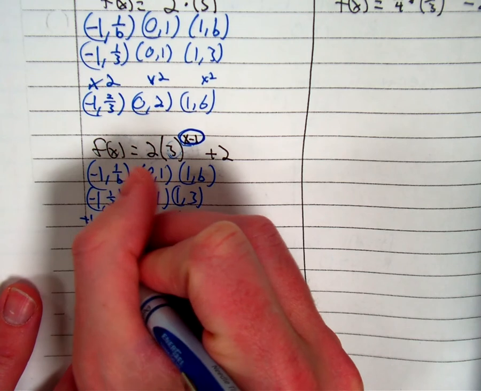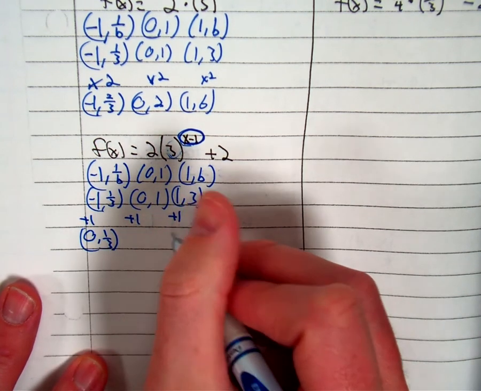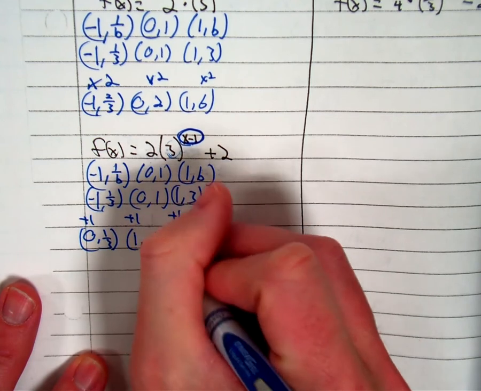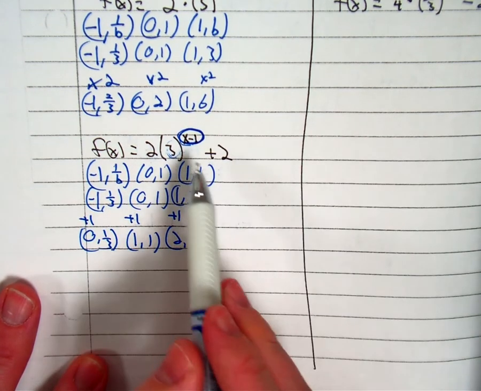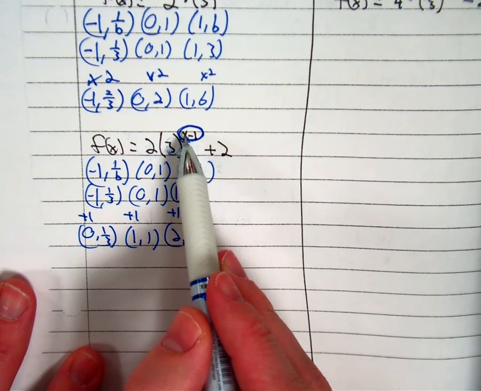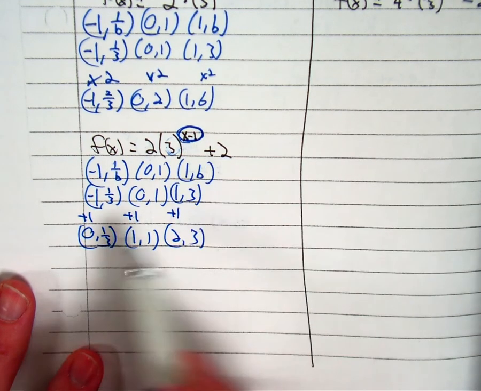We're going to have 0, comma 1/3; 1, comma 1; 2, comma 3. Okay, we're adding 1 to the x's because remember it's opposite. So instead of x minus 1, we're going to slide 1 to the right. We're going to add 1.